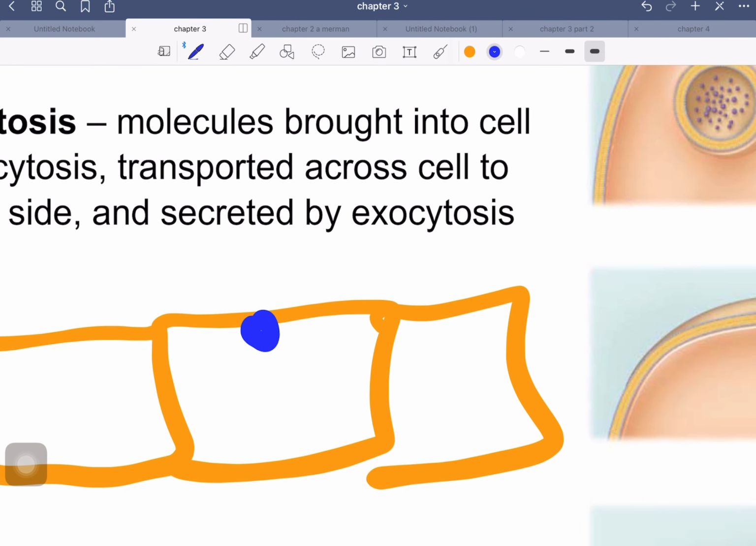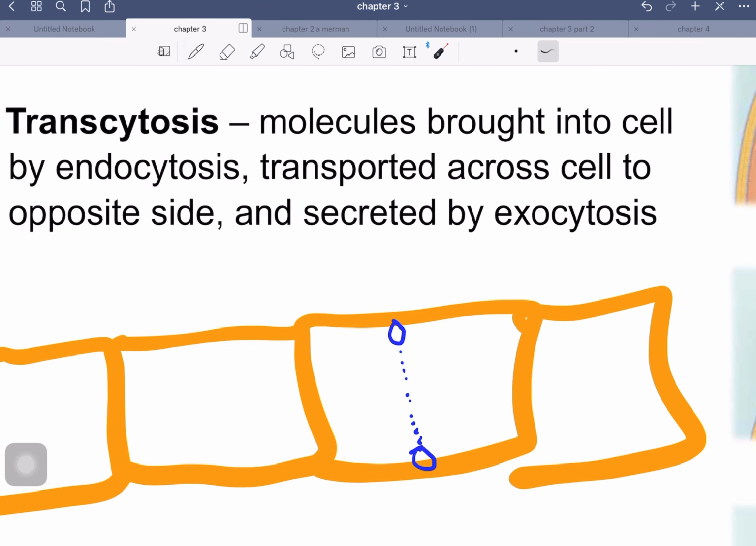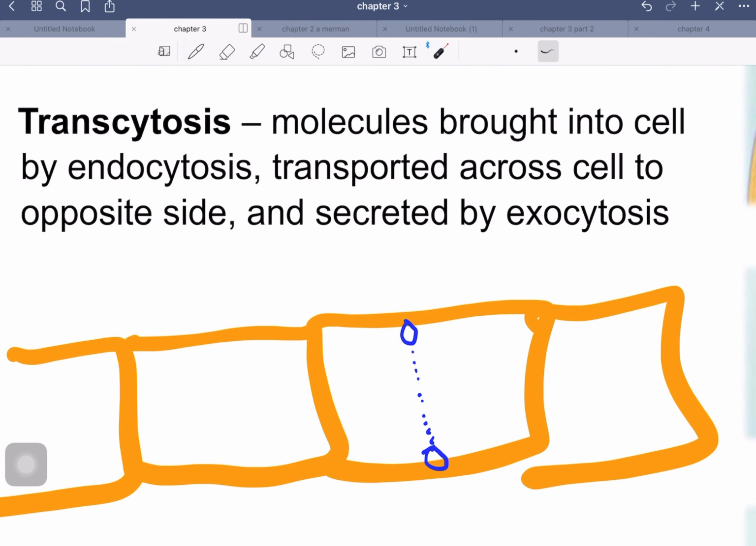well, let's make that smaller, form a vesicle. The vesicle travels across. And so this was an endocytosis, bringing stuff in this side. The vesicle travels across. On this end, it can fuse with the membrane, and then I get a process of exocytosis where the material can leave. So trans means across. So transcytosis is where we bring the molecule in through endocytosis, it travels across the cell, and exits by exocytosis.